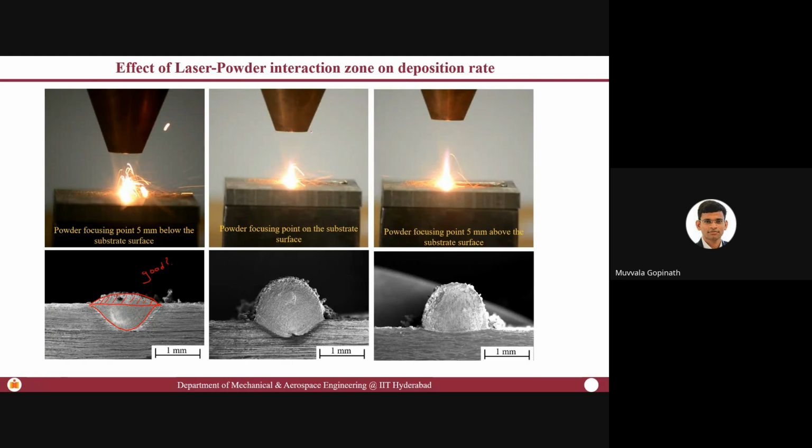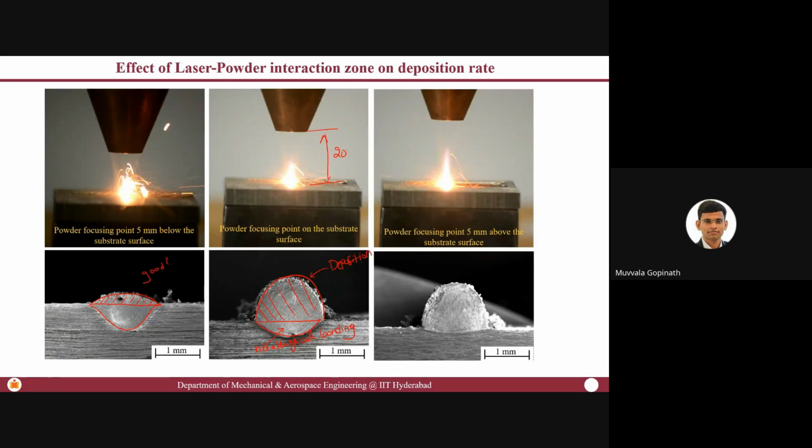Now, when you keep the distance as 20 mm, that is, the powder focal point on the substrate, then you will see there is a decent amount of melting of your substrate or previously deposited layer, followed by the deposition. This is the deposited area. Now, this is good, definitely. This is acting as a metallurgical bonding. It is establishing a metallurgical bonding, and parallelly, you have a deposition.